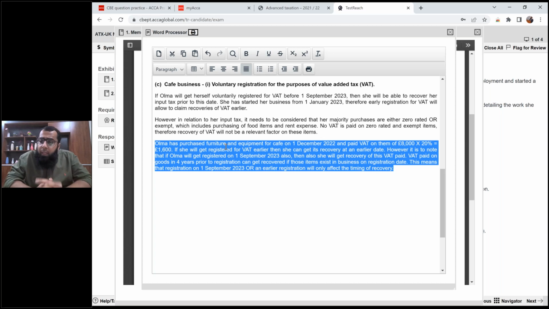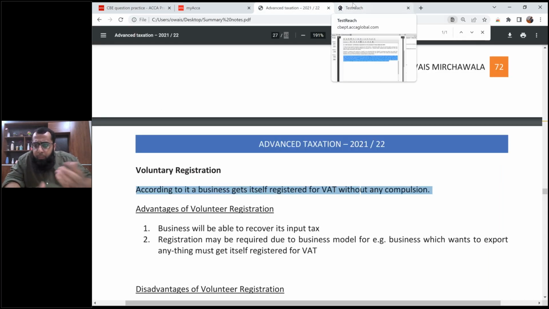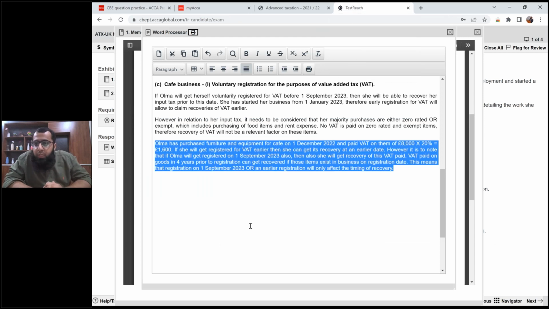Okay. One student is asking that, sir, the find function is not working on the summary notes. Maybe there is some problem in the file which I have shared because it's working with me here. Okay, I'll share another document on the group. Maybe there is some technical issue in the document which you people have got.